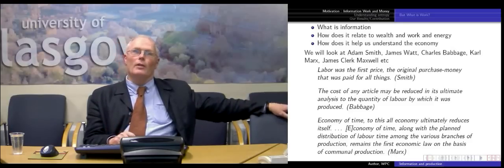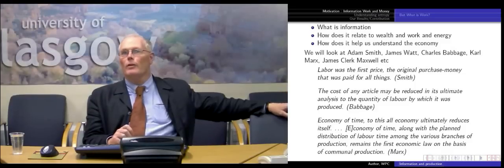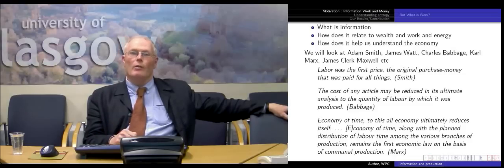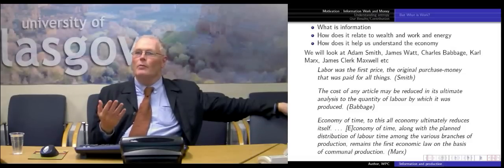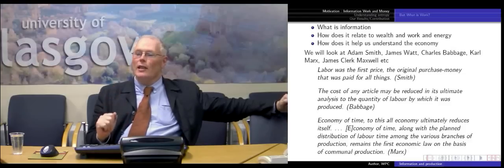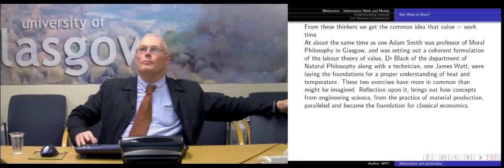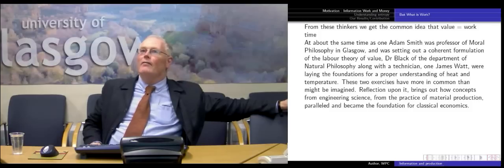If you look at the classical economists, there's a certain consistency in that they all say that work or labour is the source of value. So we have Smith saying labor was the first price, the original purchase money that was paid for all things. We have Babbage, the inventor of the computer, saying the cost of any article may be reduced in its ultimate analysis to the quantity of labor with which it was produced. And Marx echoes these people by saying economy of time, to this all economy ultimately reduces itself. So working time was seen as the basis of value. So you get the common idea that value is equal to work time.